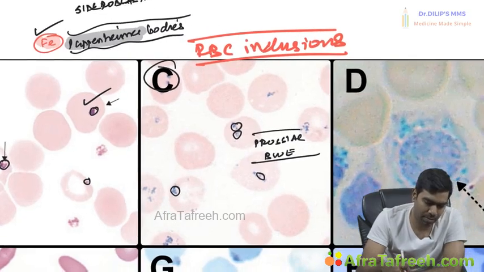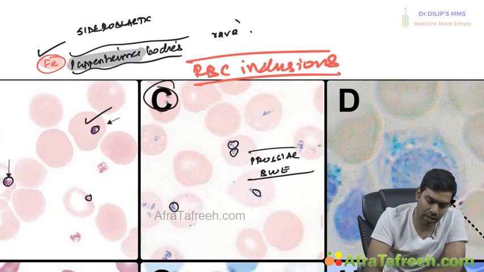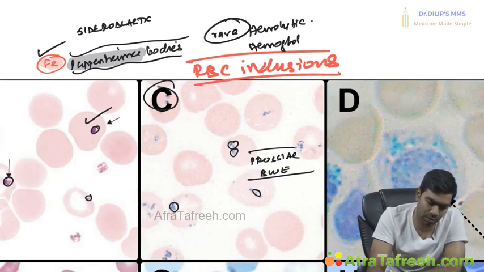Very rarely these Pappenheimer bodies can also be seen in hemolytic anemias. At the same time, they can also be seen in certain hemoglobinopathies.